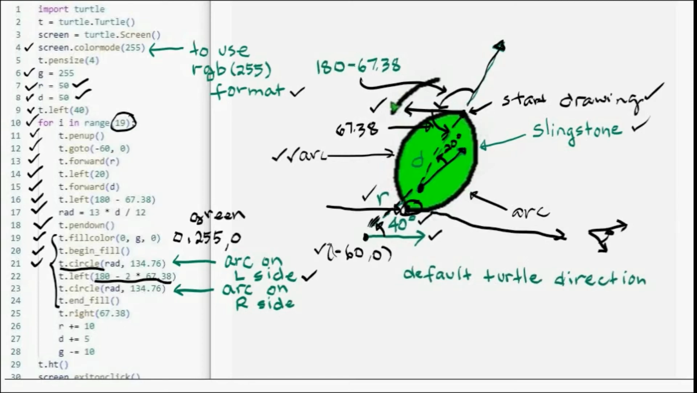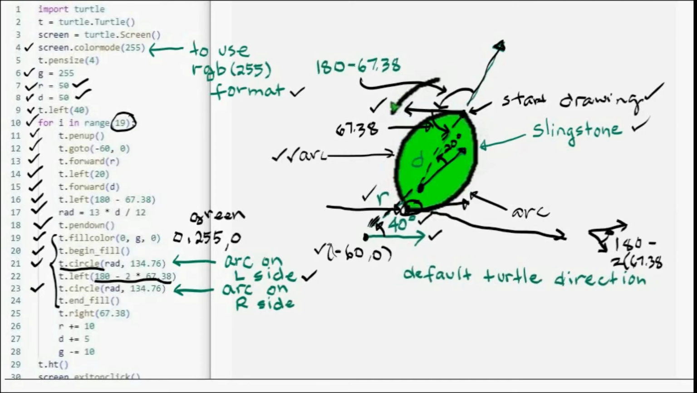So this one is on the right side. This is 180 minus 2 of 67.38. Now that our turtle is like this one here, I'm drawing the illustration there. This is the direction of the turtle. I am ready to draw the second arc here, the arc on the right side.